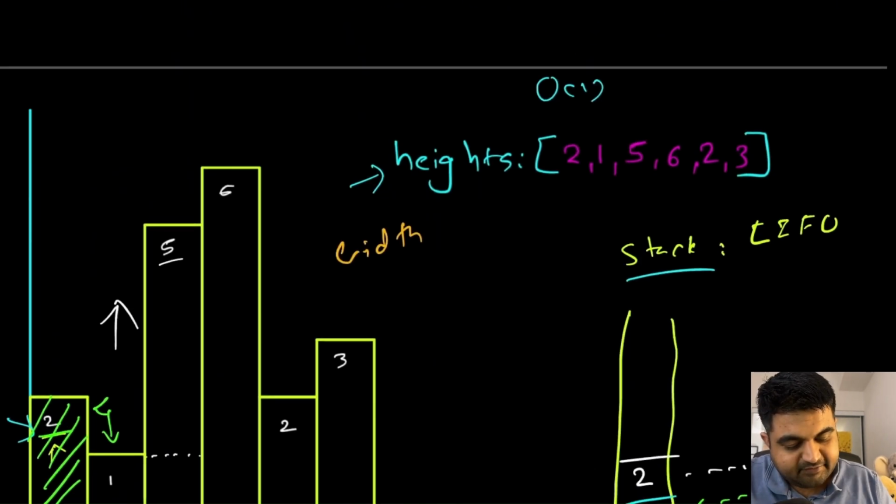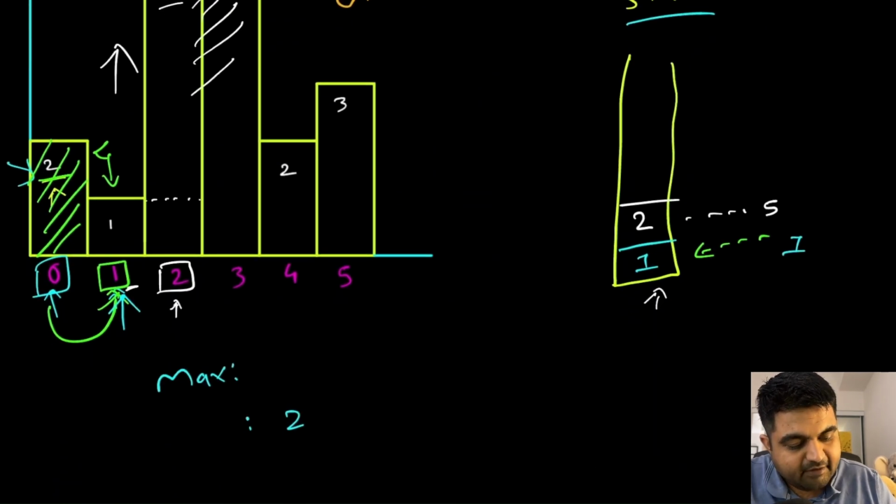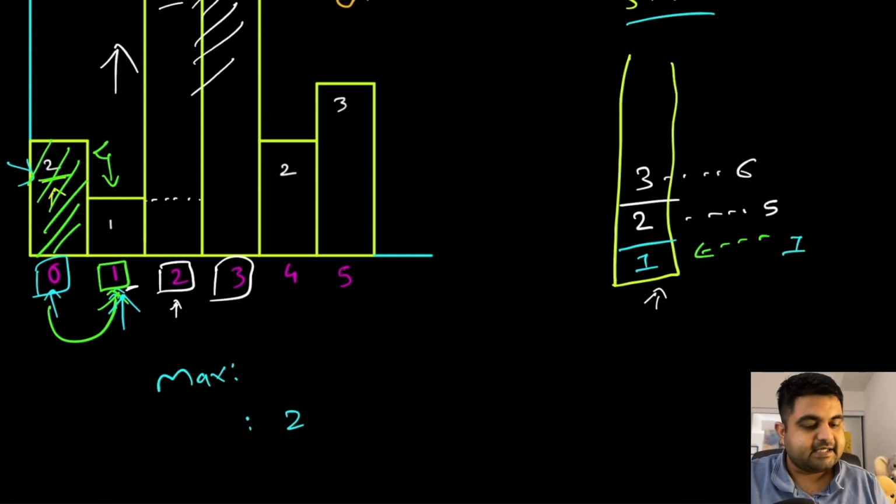Then we identify height 6, which means this 5 is still relevant. So because 5 is relevant, we are once again going to add value on top of the stack, or sorry, not value number 6, but the index position of 6, which is value number 3. So we put value number 3 on top of the stack, and the height is 6.